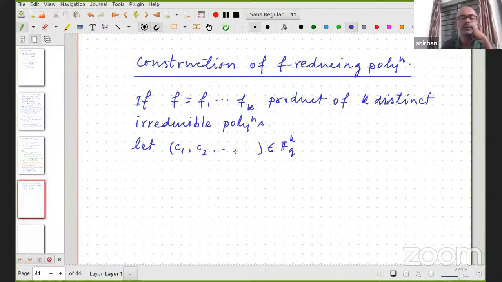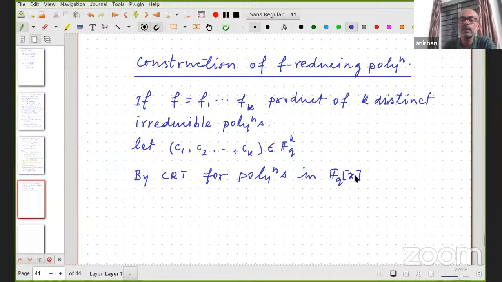Now what we want to use is the Chinese remainder theorem for polynomials. So by CRT, with all these polynomials f1 to fk, they are all distinct irreducible polynomials, so they are co-prime, so we can use them. It is the Chinese remainder theorem for polynomials in F_q. If you have seen it, it's fine. Otherwise, it is exactly the same as the Chinese remainder theorem for integers.